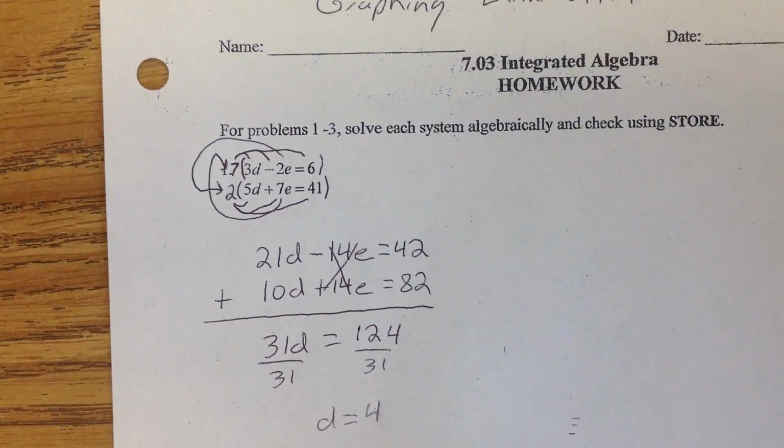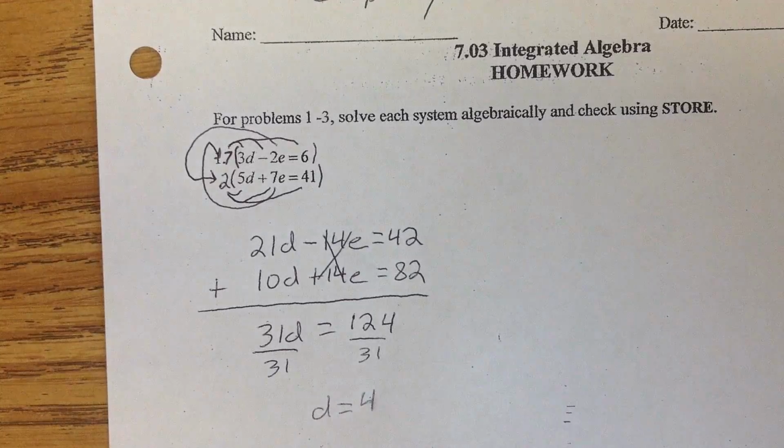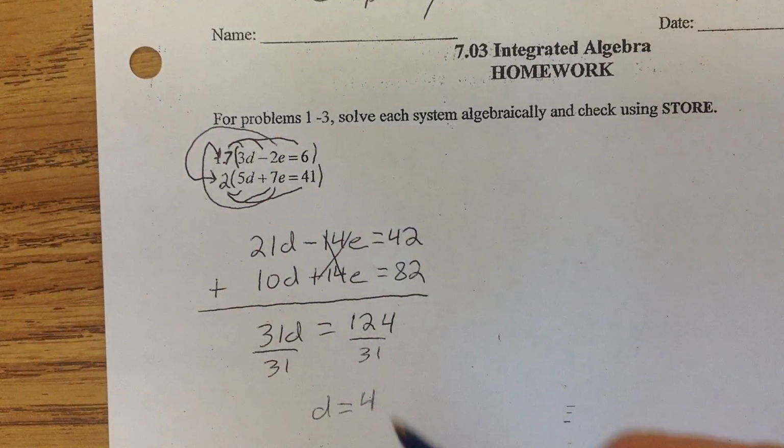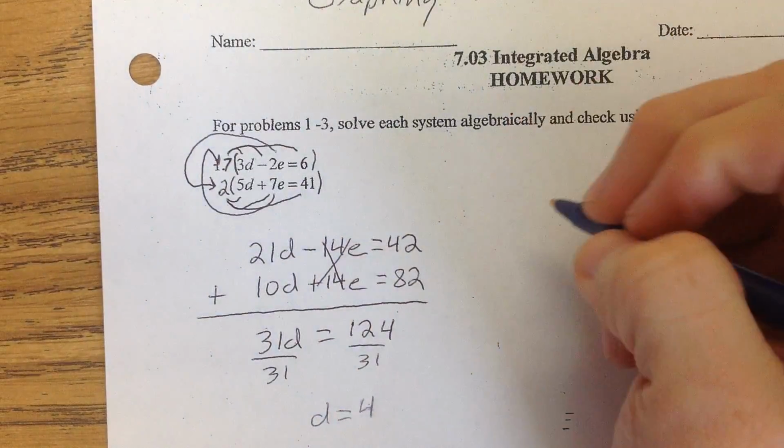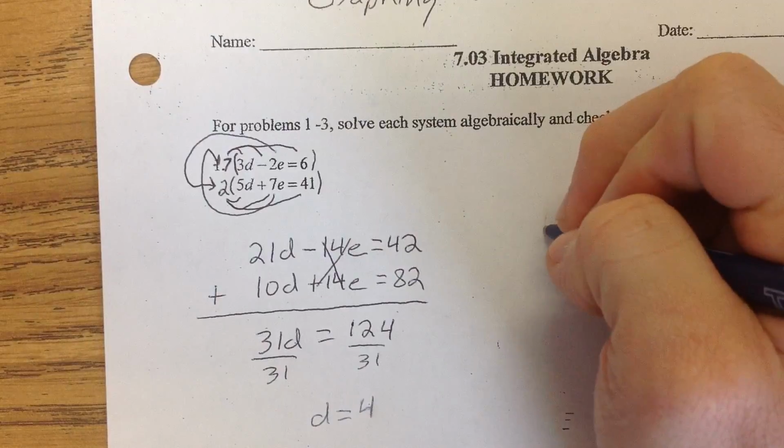So we've got d equals 4 right there. We're not done yet because we still need to find our other variable. We found d, but we still need to get e. So we have to pick one of these two. I'm just going to go with the bottom one. It doesn't really matter which one you pick.